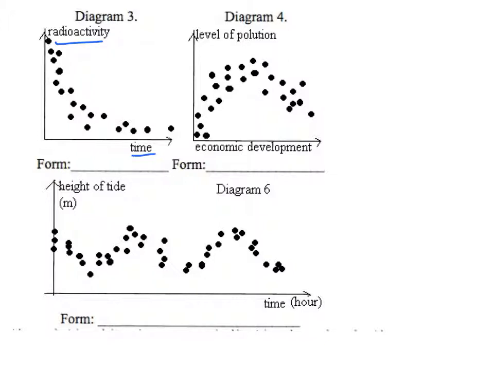Alright, before we go on further, you may again want to pause the video and attempt this question to check out what kind of trend line these are, and when you're ready, press play again. Okay, welcome back. Diagram number 3, here the trend line look like this. This is an exponential decay pattern. Diagram 4, this is a level of pollution and economic development. And here the trend look like this, which could be a quadratic function.